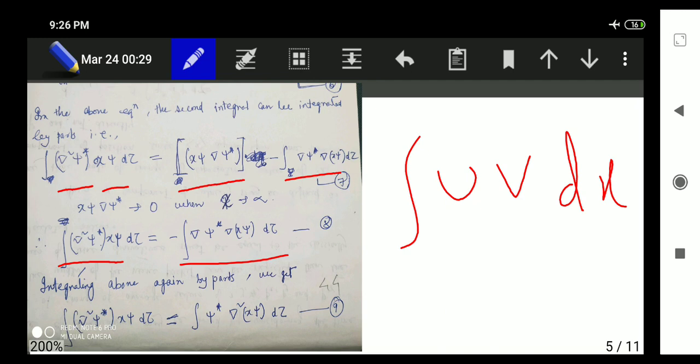Again we will integrate this part. This time again this is u, suppose this is v. We got this one, no? del 2 psi, del psi star, del x psi. Okay, we'll keep it there, and now we'll integrate this again. Again the first part is u, the second part is v. So again you will use the same logic and you will be left with psi star del 2 x psi d tau. Okay, do it yourself, you will get this thing.